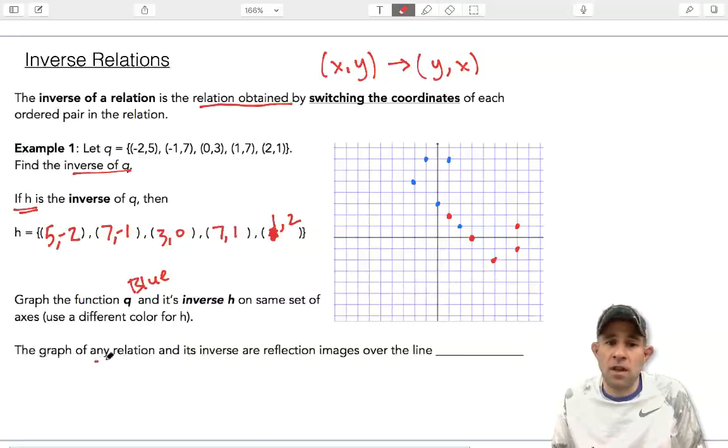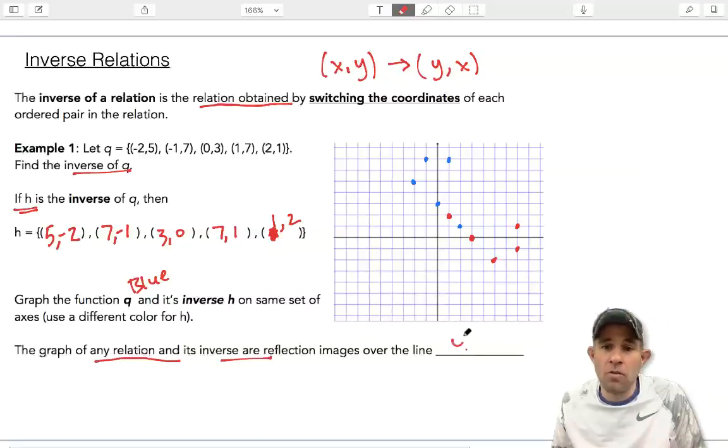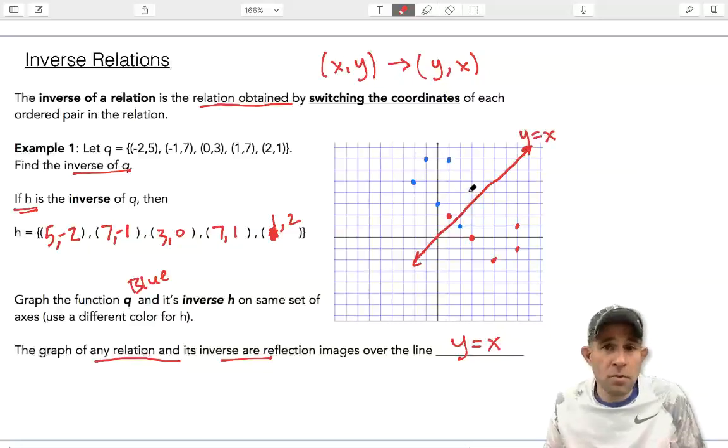You can see that the graph of any relation and its inverse are actually reflection images over the line y equals x. Now remember, that's the identity line. That's the line that cuts through the origin at a 45-degree angle, and it goes through all those points there. So here's our line y equals x. If I reflect all the blue points over that line, you should see that they're mapped onto their inverse coordinates, which are the red points.